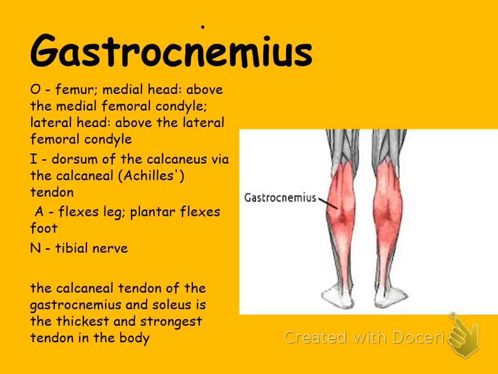Gastrocnemius is in the back. This is the calf muscle. It originates on the femur and inserts on the dorsum of the calcaneus by way of the Achilles tendon. The Achilles tendon goes down to the calcaneus.